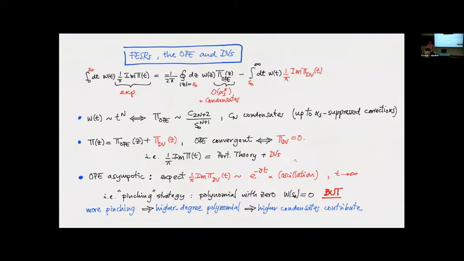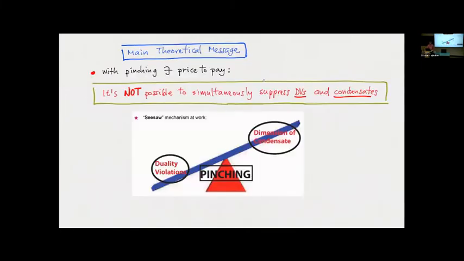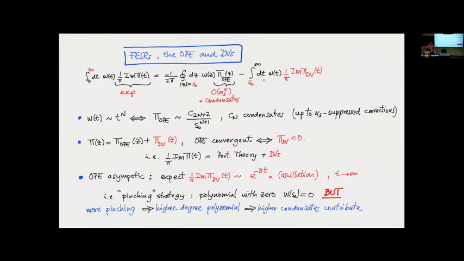Now, what did people do so far? Okay, so people follow what is called the pinching strategy, which is, if I want to suppress this duality violation contribution, what I can do is choose a polynomial which precisely has a 0 at s0, because that's precisely when the amplitude is the largest, okay? And that qualitatively makes some sense.